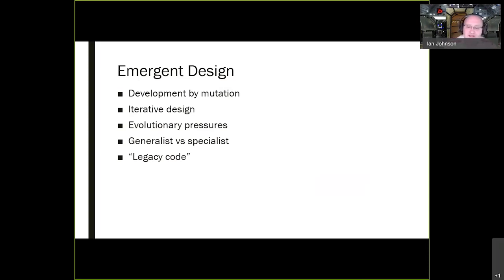And this is going to lead to species determining whether they're going to become generalists or specialists, whether they're going to be something that can survive in most environments, or whether they're going to be something that thrives in a small environment. And then I'll talk about whether nature does really have legacy code. It does.